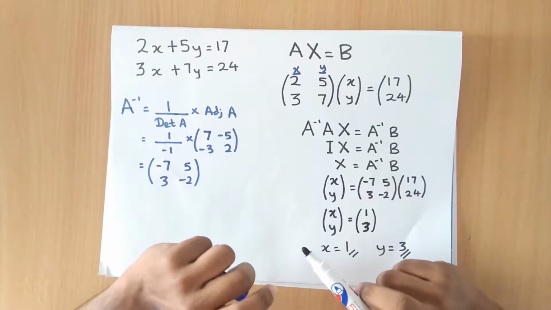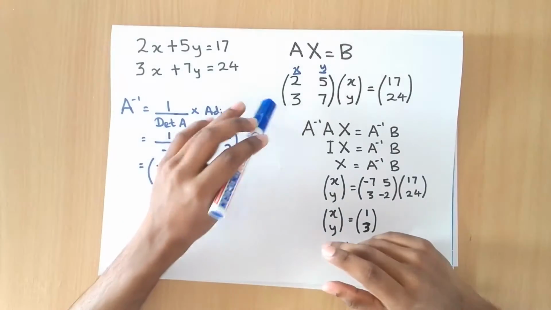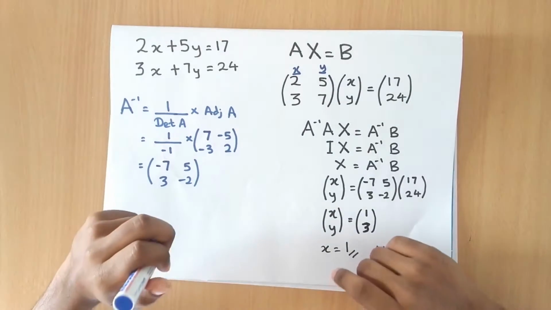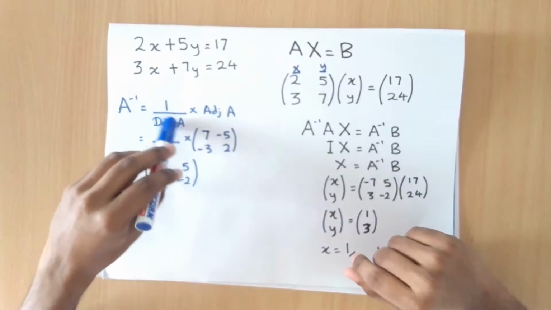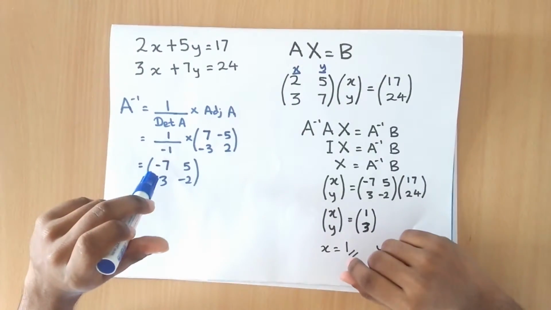So the next step would be to find the inverse of the matrix A. Please see the description below on how to find the inverse of a 2 by 2 matrix. So that would be 1 over determinant of A multiplied by the adjoint of A.